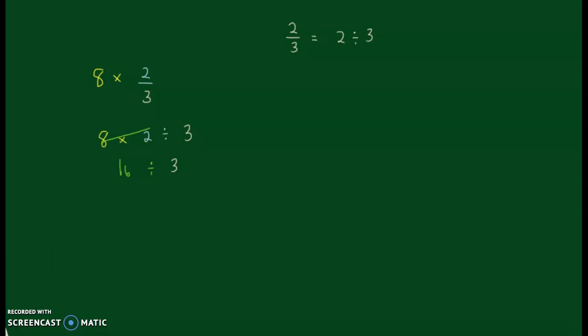And for that, I'm going to come off to the side and do a division problem. So 16 divided by 3, I can get 5 groups of 3 in 16. 5 times 3 is 15. Subtract and get 1. So it would be 5 remainder 1. So 16 divided by 3 is 5 remainder 1, or written as a mixed number would be 5 and 1/3.